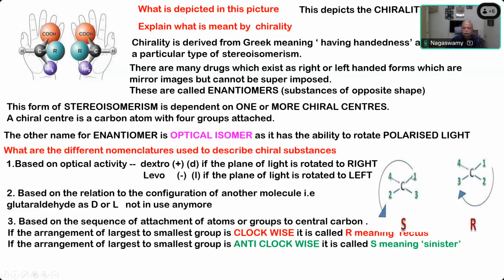So this is the way of arrangement. This is the central carbon. If all from the largest to the smallest are arranged anti-clockwise, it is sinister. If it is present in the clockwise direction, it is rectus. So how do you write a levobupivacaine enantiomer? We want to write symbolically. It has to be written like S dash minus. This is the levo symbol, and this is the sinister because it has an anti-clockwise arrangement. So that is the way levobupivacaine has to be written as a symbol.